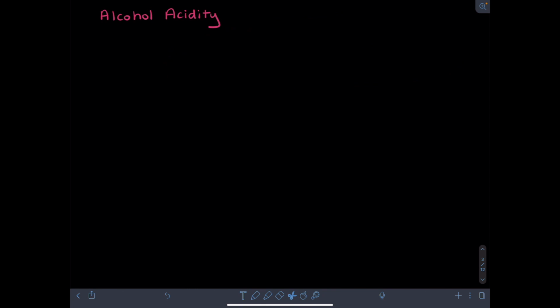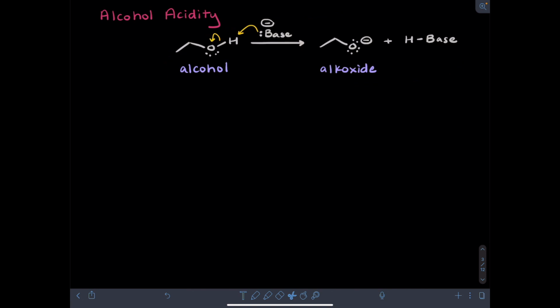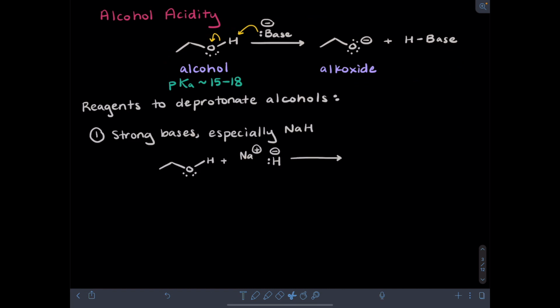The acidity of an alcohol is another important property of it. Alcohols can be deprotonated by many bases to form the conjugate base of an alcohol, known as an alkoxide. Alcohols typically have pKa's ranging from about 15 to 18. There are a couple of important sets of reagents that are commonly used to deprotonate alcohols.